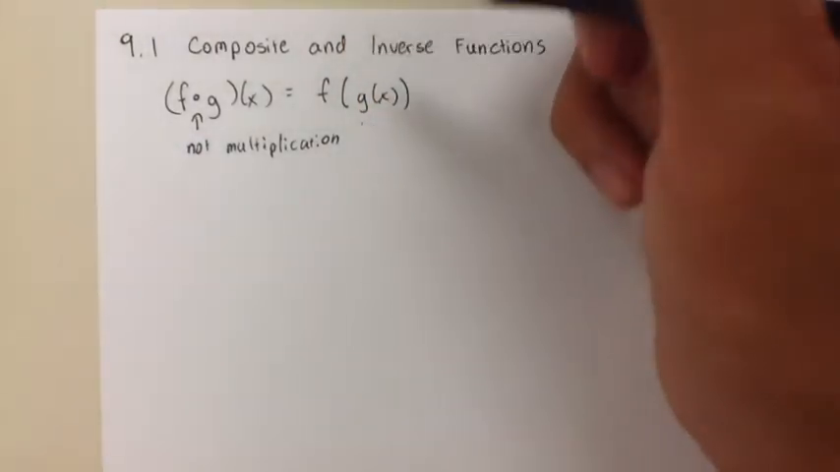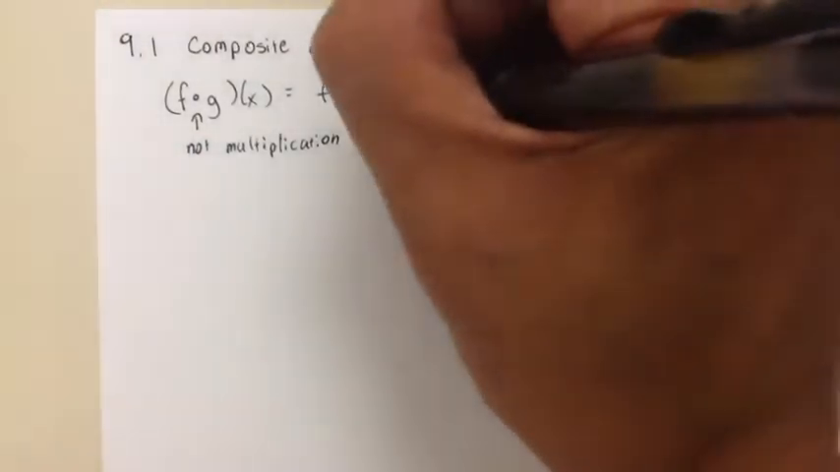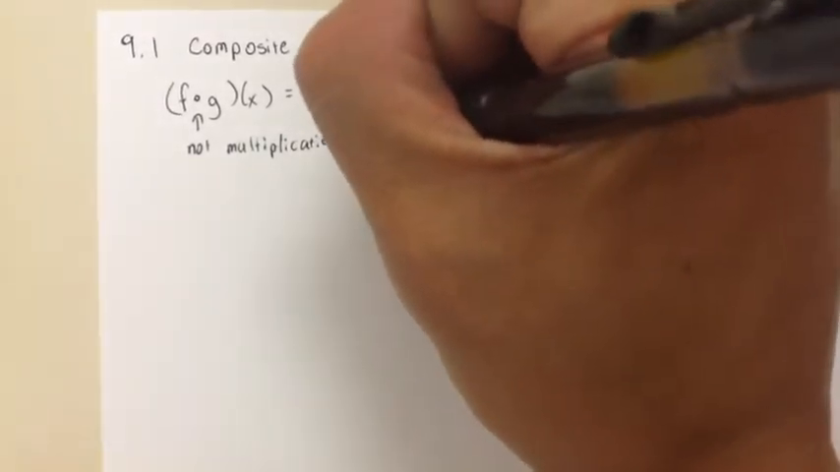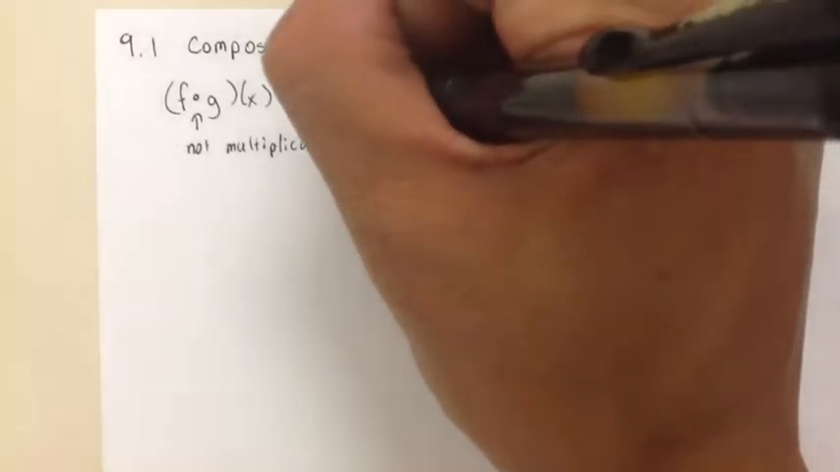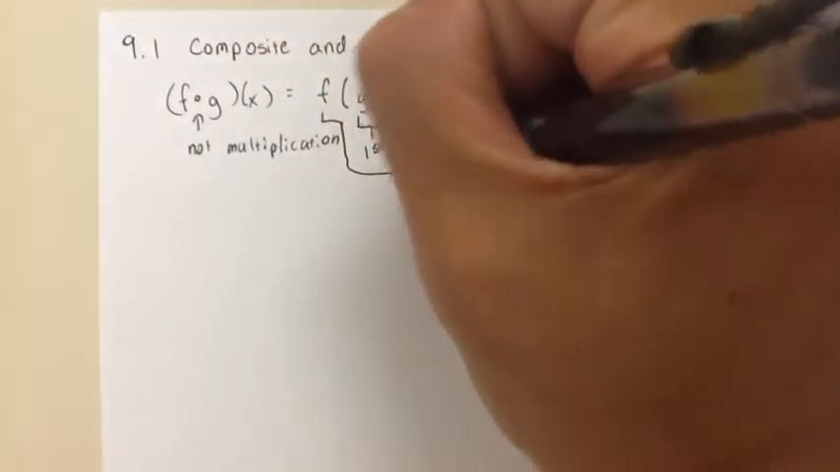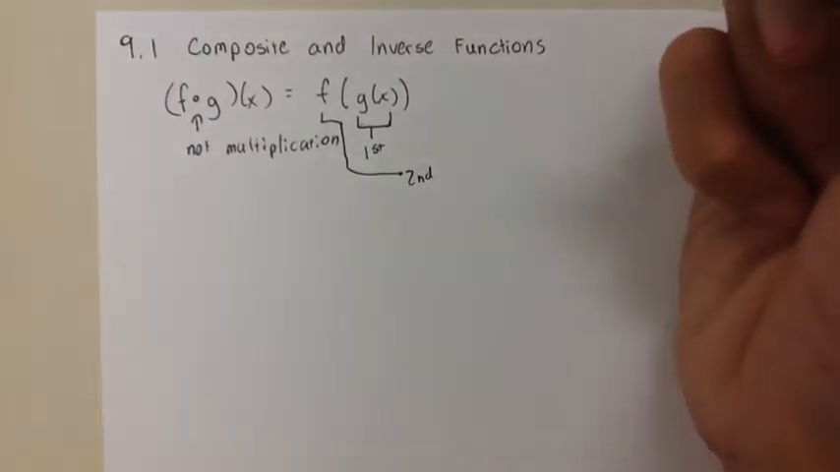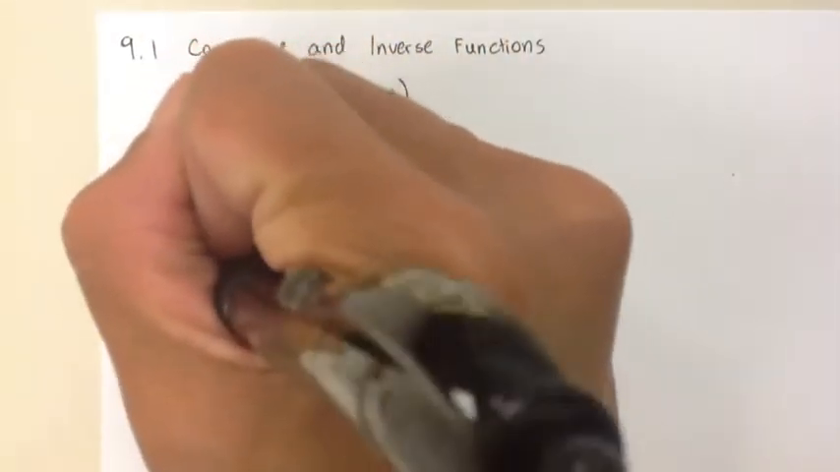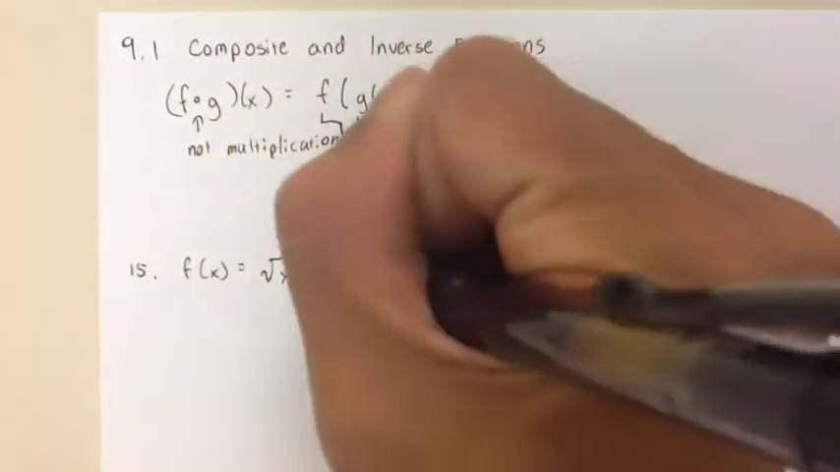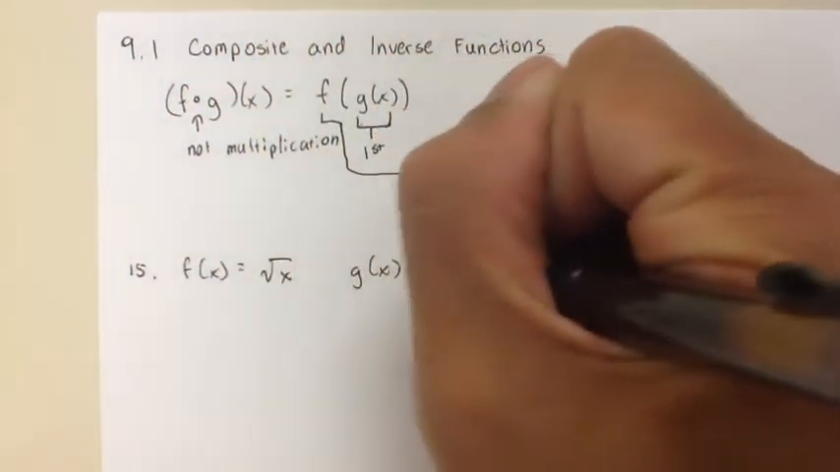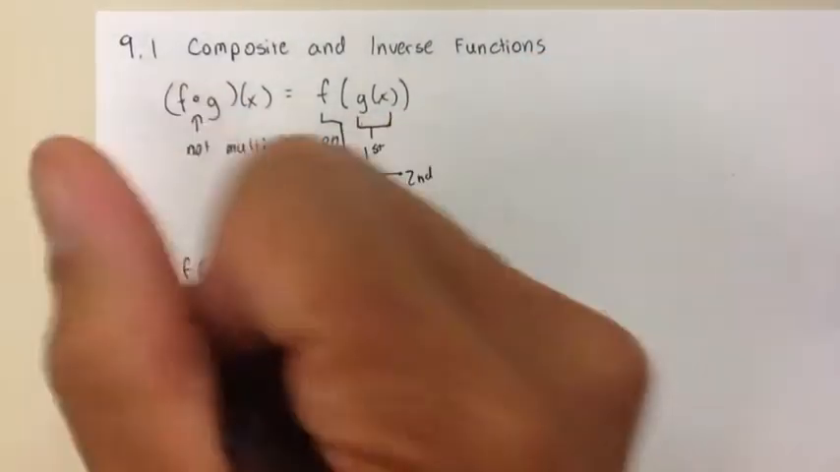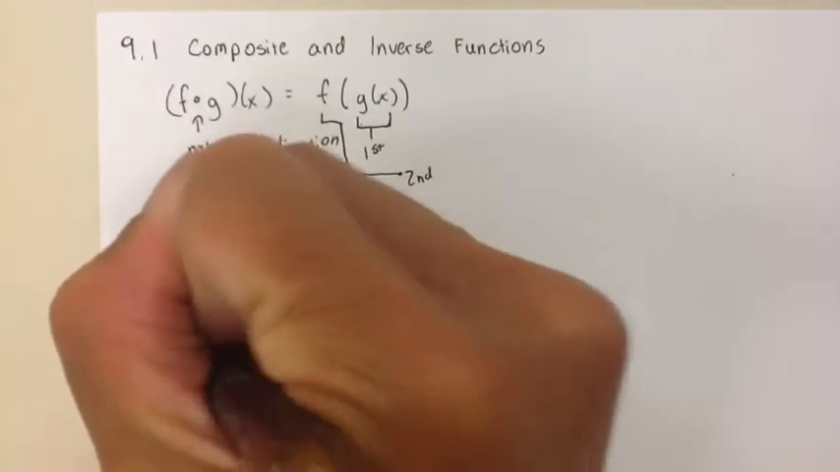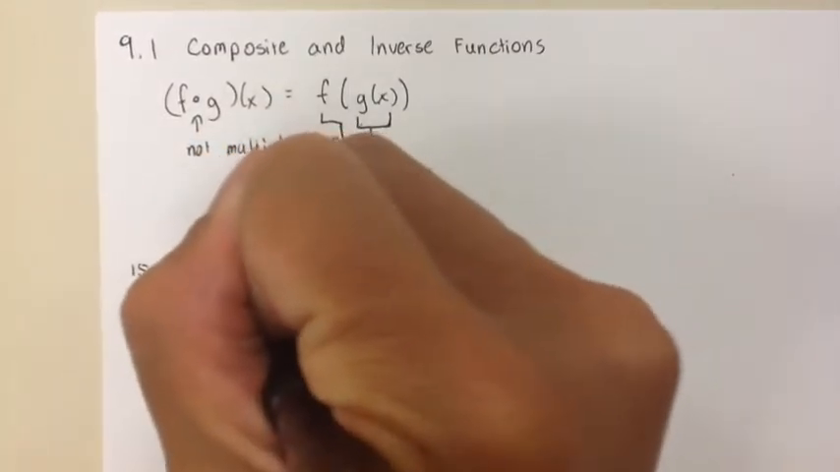When we say f of g of x, remember that you do your parentheses first. So this here is the first thing that you replace before you replace this. This is the second. So let's say we'll use number 15 as an example. Number 15 says f of x equals square root of x. G of x equals x plus 3. So we will say, what is f of g of 1?